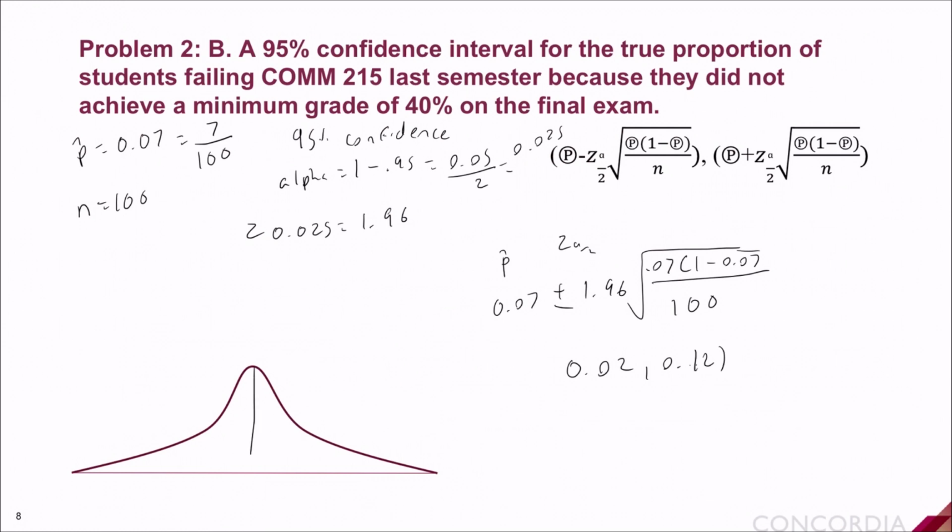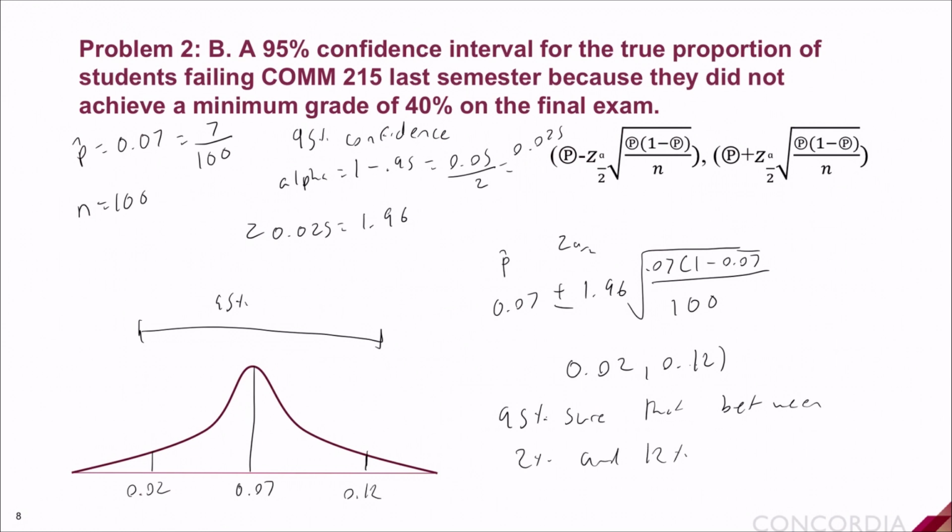What this represents is the proportion of the sample we have is 0.07, meaning in the class we sampled, 7% failed, and it gives us this confidence interval, which is 95%, which means we are 95% sure that between 2% and 12% of students did not achieve the minimum grade.